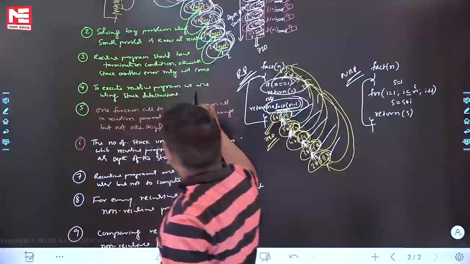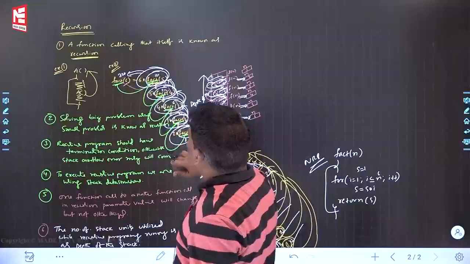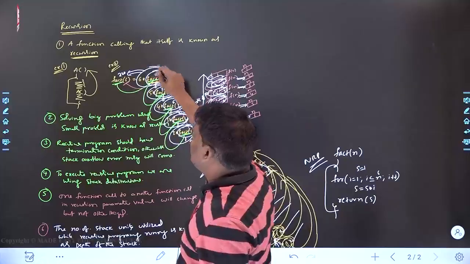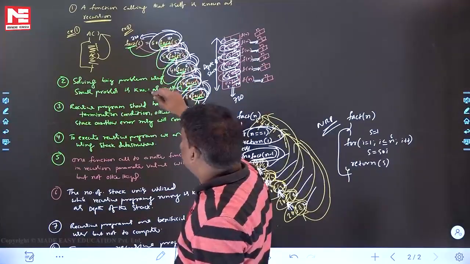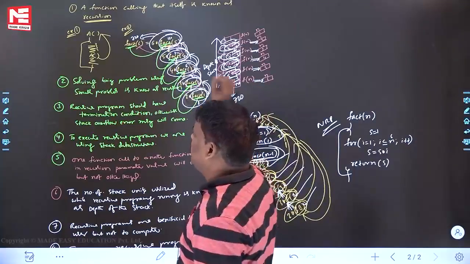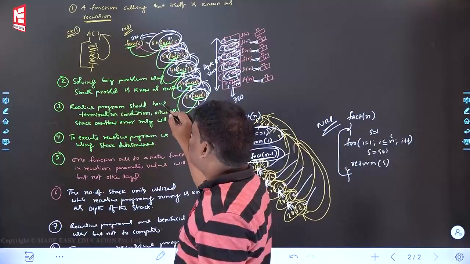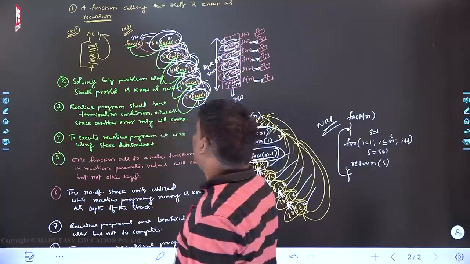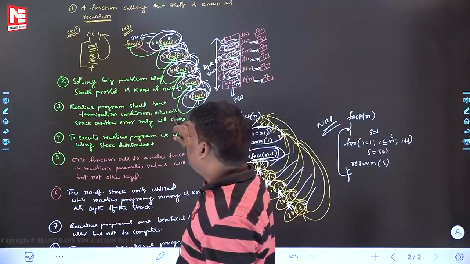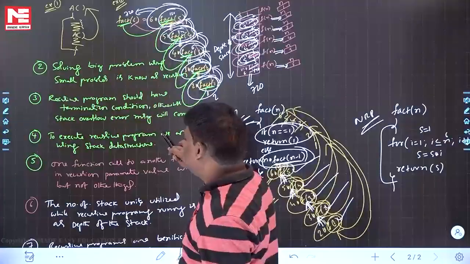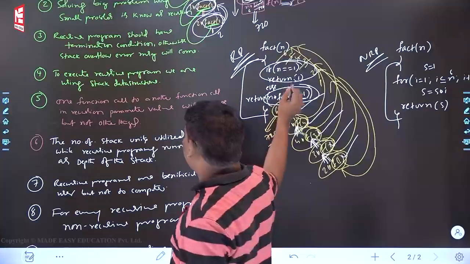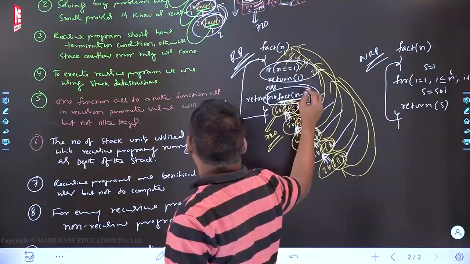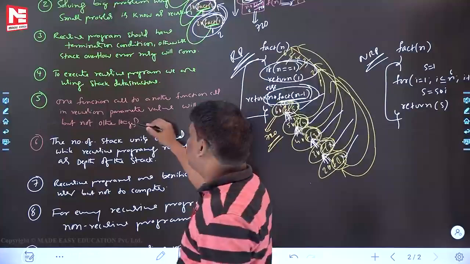What is the first point about the recursion? A function calling itself is known as recursion. Next one, solving a big problem in terms of a smaller problem is known as recursion. Two definitions. Three, a recursive program should have a termination condition, otherwise stack overflow will come. Next one, to execute a recursive program we are using the stack data structure. Fifth point, from one function call to another function call in the recursion, right? What is the answer? Parameter value will change but not other things.